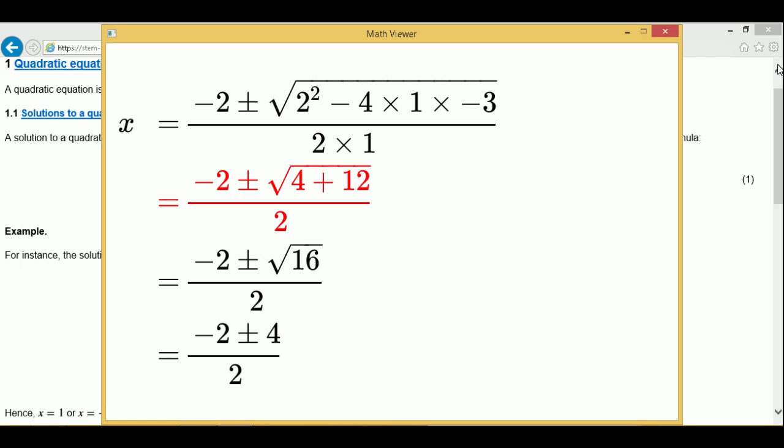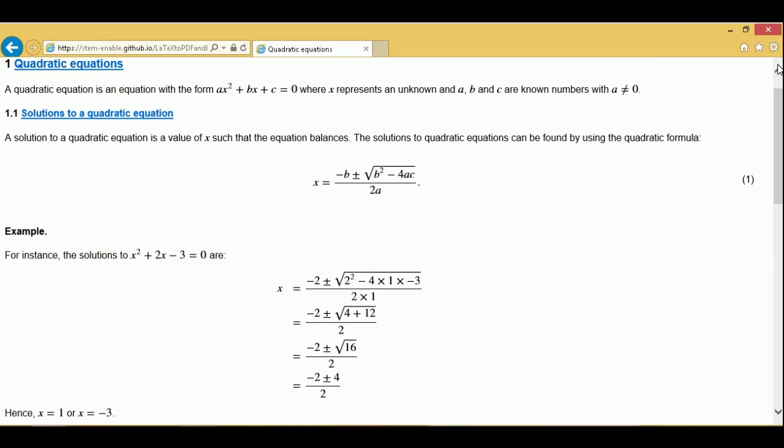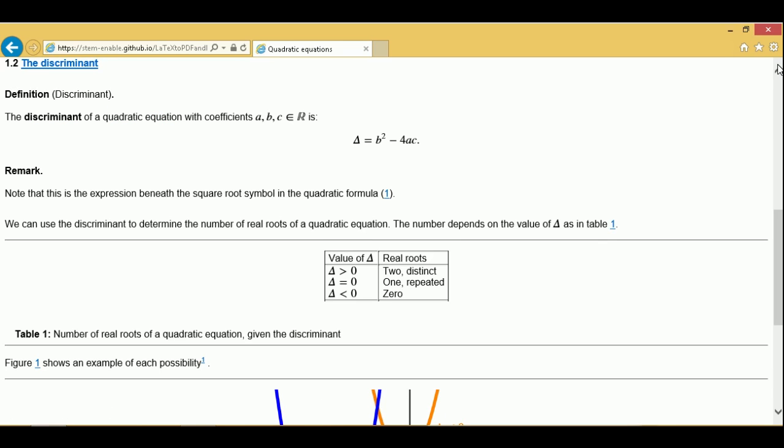Row 2 of 4. Equals fraction negative 2 plus or minus the square root of 16 over 2. Row 3 of 4. Equals fraction negative 2 plus or minus 4 over 2. Row 4 of 4. No next table row. Escape. Quadratic equations dash Internet Explorer math content. Hence, x equals 1 math content, or x equals negative 3 math content. Period. Heading level 4 1.2.